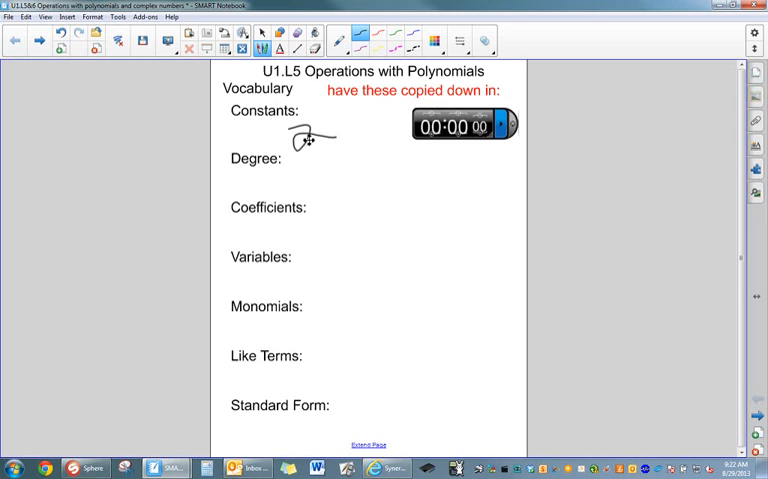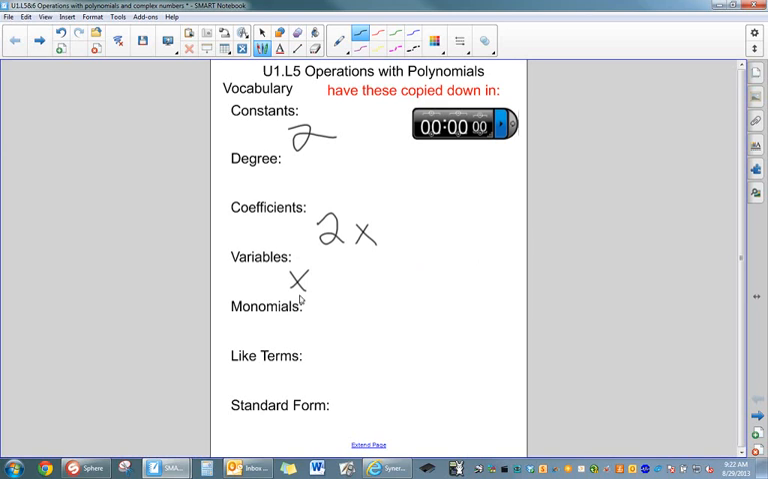Yes. A coefficient is a constant next to a variable. Remember, all it does is record the screen and the voice. All right, a variable would be like x, right? What does it mean to be variable? It can change.